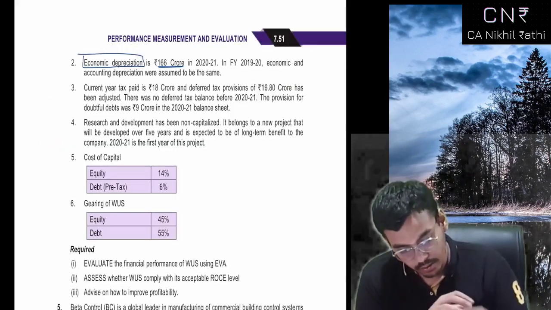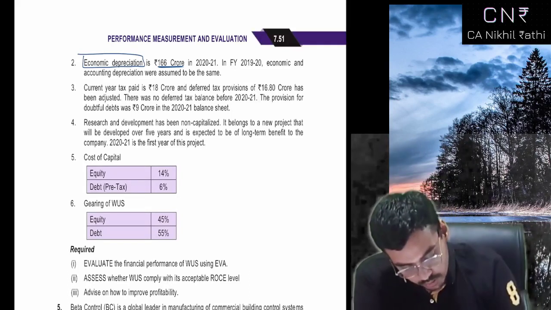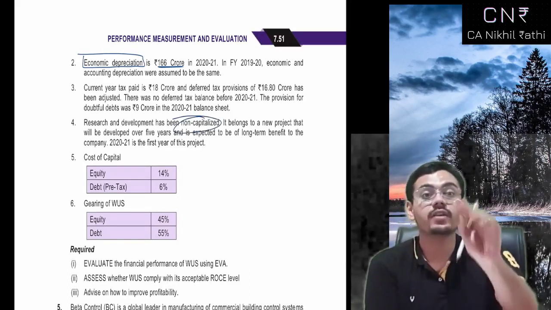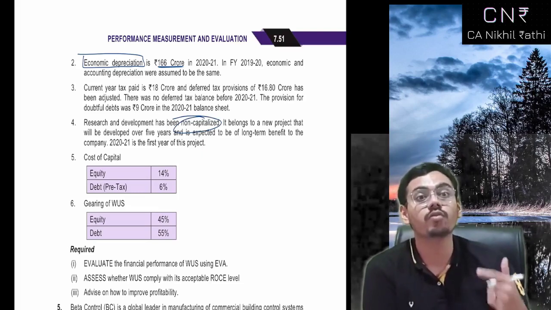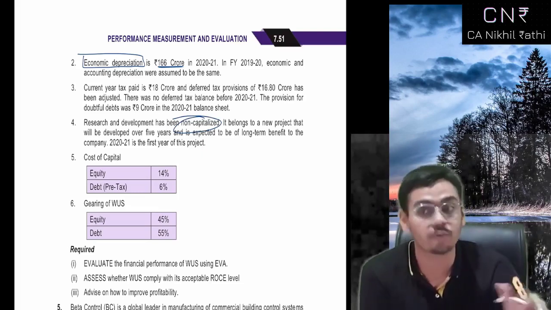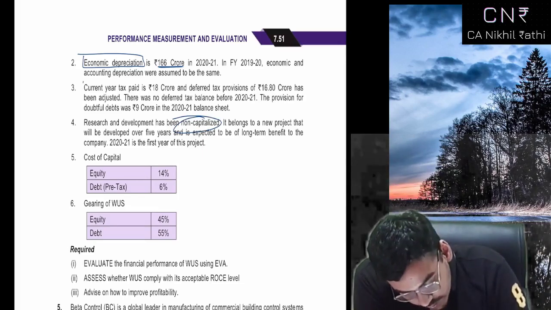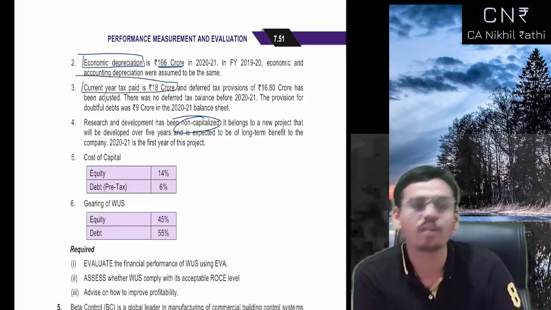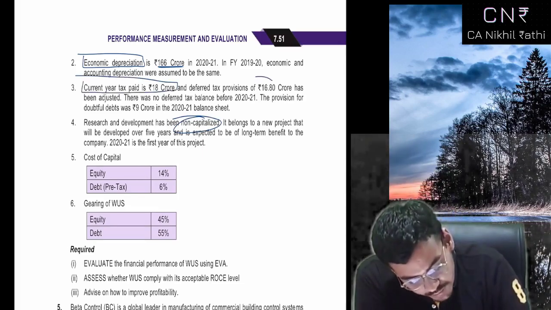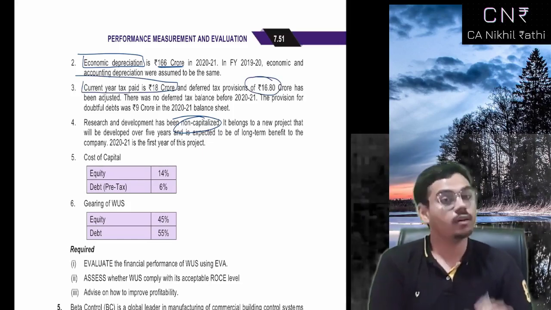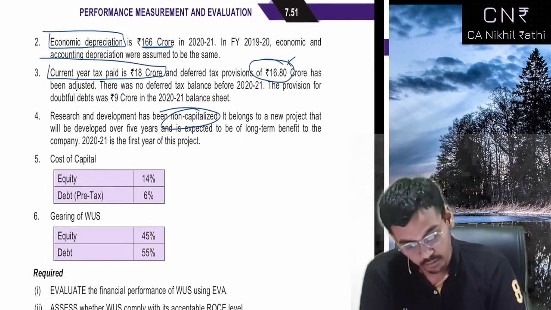Now understand this part. Research and development has been non-capitalized. We have said that irrespective of whether it is capitalized or non-capitalized, we will take it as capital expenditure. That is important. Now understand this. Current tax paid is 18 crore. That is not relevant for us. And deferred tax provision is 16.8 crore. That is relevant for deferred tax.